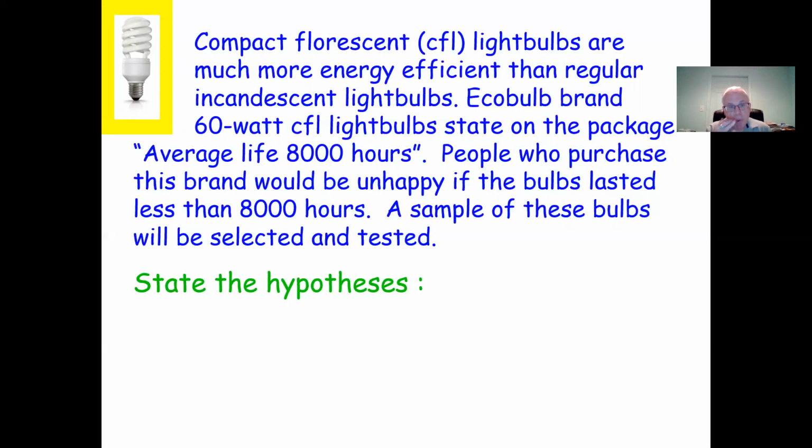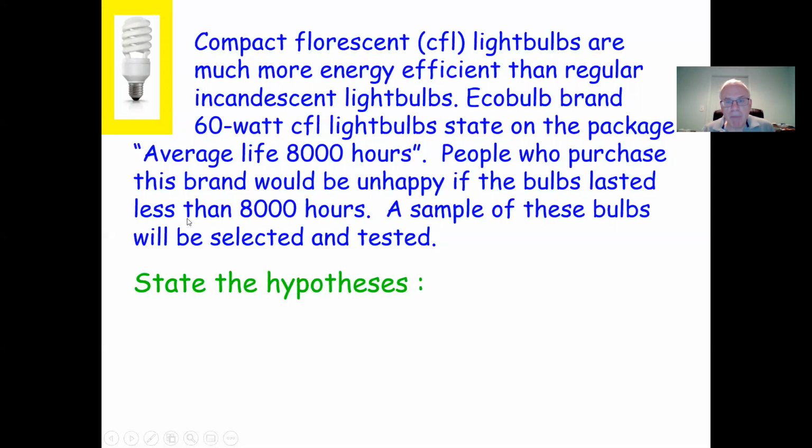State the hypothesis. Well, in this case, the population characteristic is the average life. It's the mean life, right? It's the mean number of hours of these light bulbs. So we're going to be using mu here, not P, because we're measuring the number of hours. That's mu. So mu is going to be there. The number that we're going to use is 8,000.